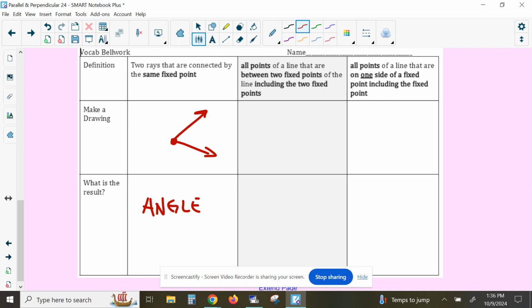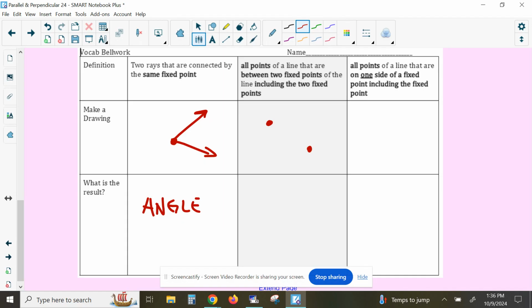Next one. You want all points of a line that are between two fixed points of the line, including the two fixed points. So what did you have to start with? Two fixed points, anywhere you wanted. Here and here. Okay, and it says all the points of the line that are between there. Every single point that's between there.